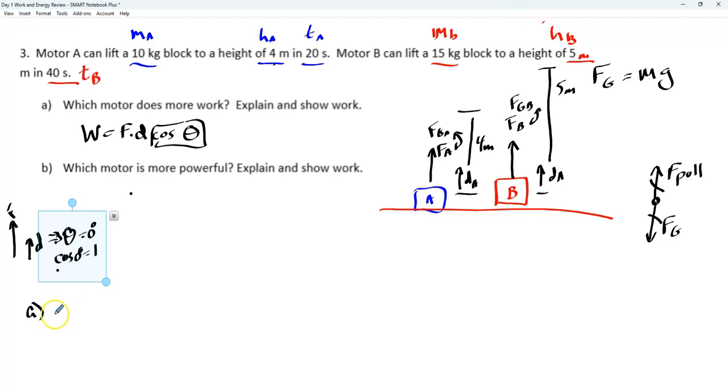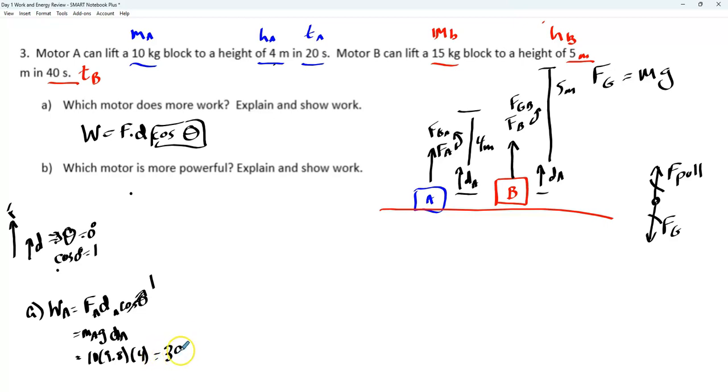So for the work for A, it's going to be the force times the distance times the cosine of the angle. So this is the mass of A times the gravity, which is the same gravity that we had before. It's just 9.8 because it says it's Earth, or it doesn't specify that it's not Earth. And then the distance of A, and cosine of theta is just going to be 1 for both of these. So this would be 10 times 9.8 times 4. If we multiply that out, we'll get 392 joules. So that's the work for A.